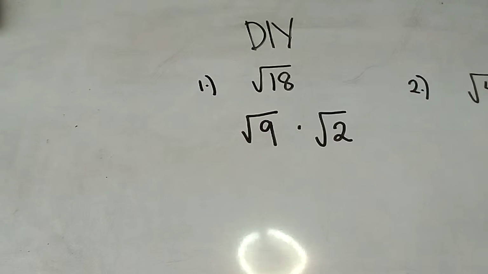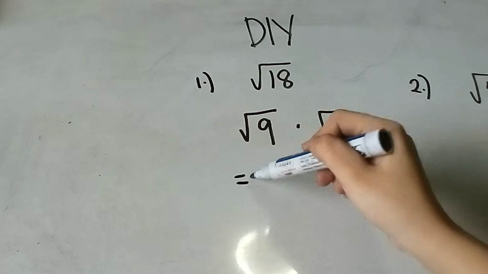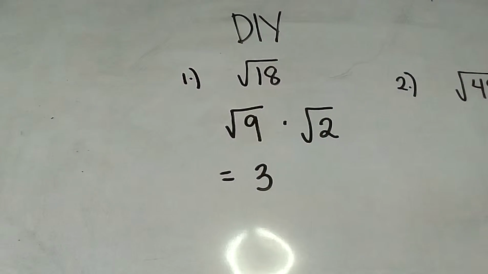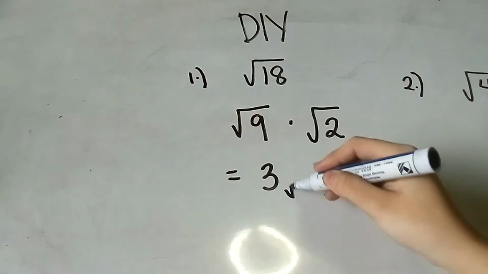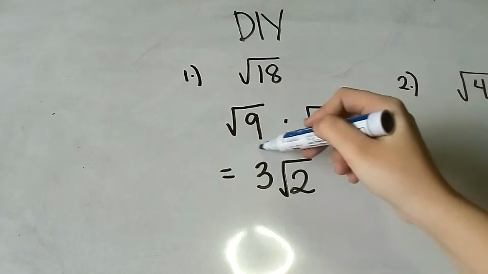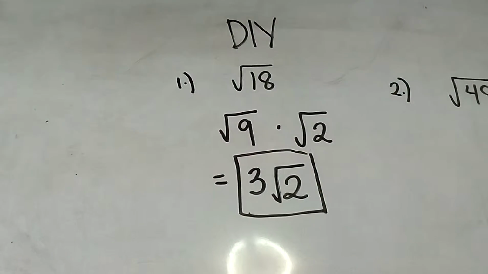Then, you need to simplify. Square root of 9 is equal to 3, times square root of 2, which is the simplest form. So, you need to copy. This is the final answer.